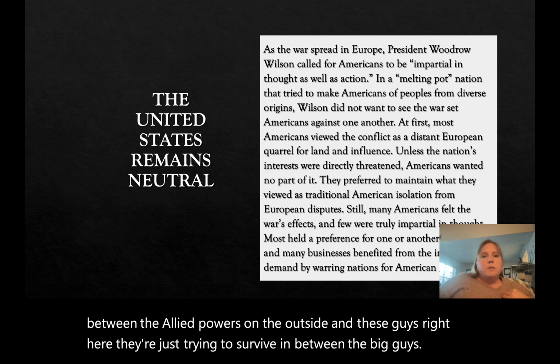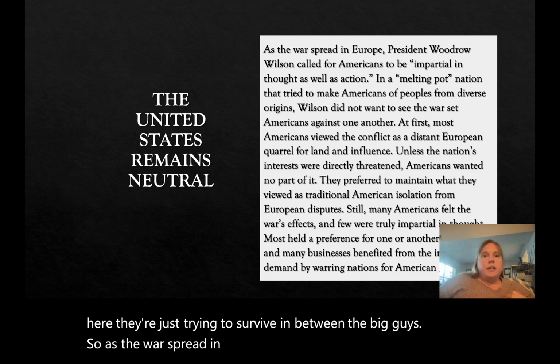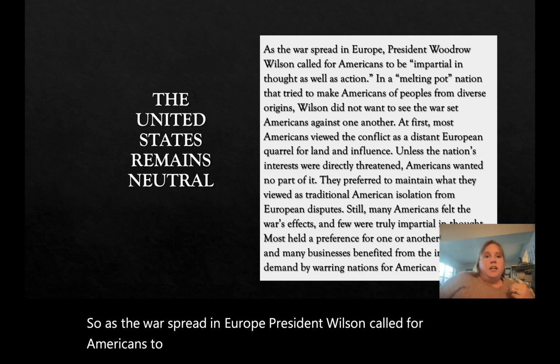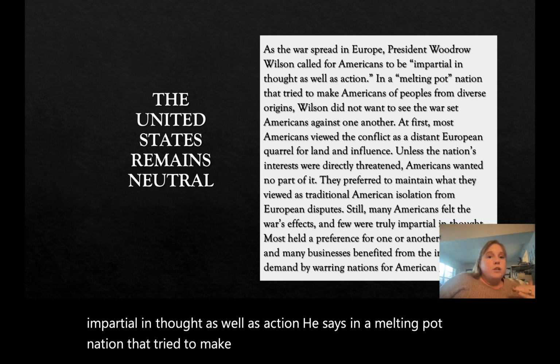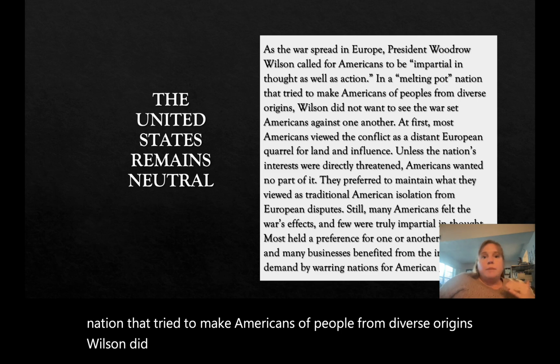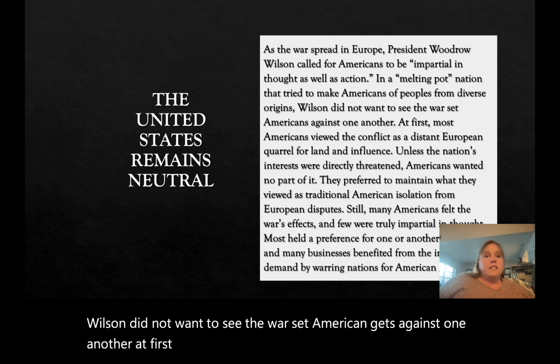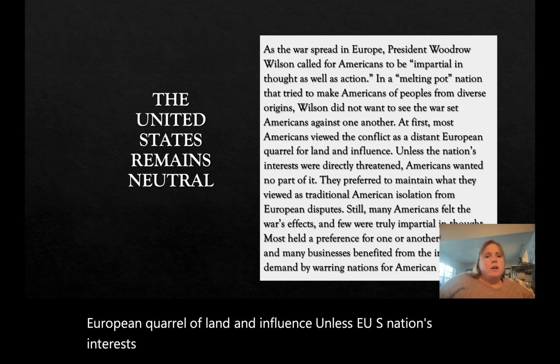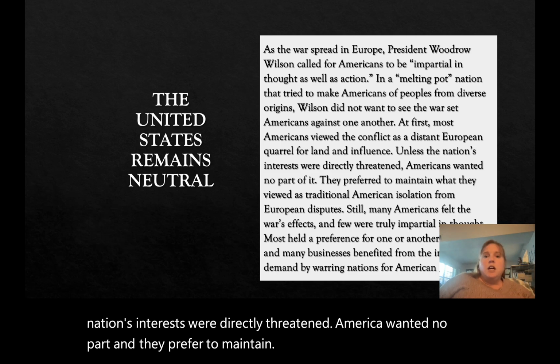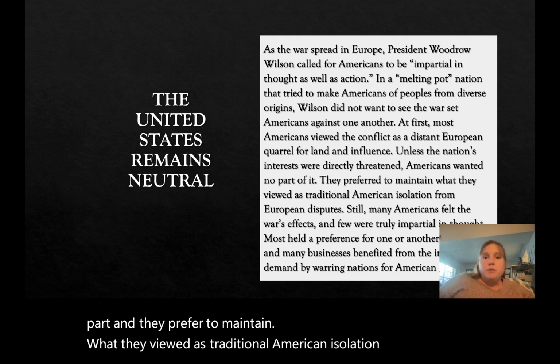So, as the war spread in Europe, President Wilson called for Americans to be impartial in thought as well as action. In a melting pot nation that tried to make Americans a people from diverse origins, Wilson did not want to see the war set Americans against one another. At first, most Americans viewed the conflict as a distant European quarrel of land and influence, unless the U.S. nation's interests were directly threatened.